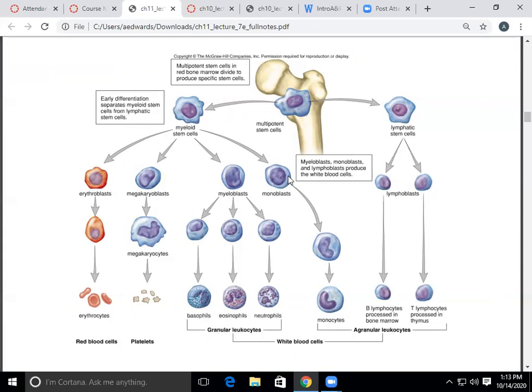Some of your myeloid stem cells will differentiate to form monoblasts, which develop into monocytes. Some of these multipotent stem cells will differentiate to form lymphatic stem cells, which will differentiate into lymphoblasts, which make your B and your T lymphocytes. Your B lymphocytes are processed in the bone marrow, your T lymphocytes are processed in the thymus. Remember we learned about the thymus in the last chapters? That endocrine gland is located just superior to the heart. And all of these on the right side are different types of white blood cells.